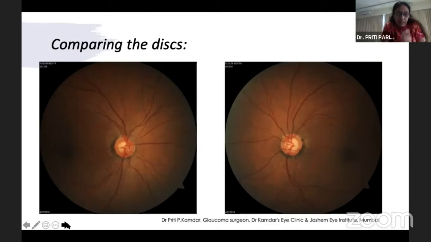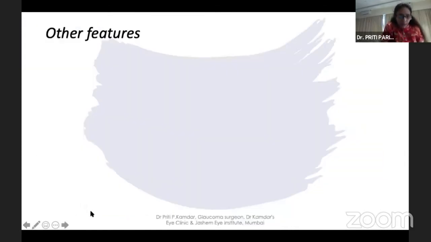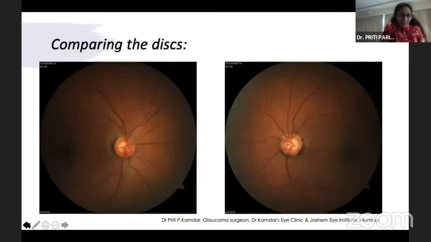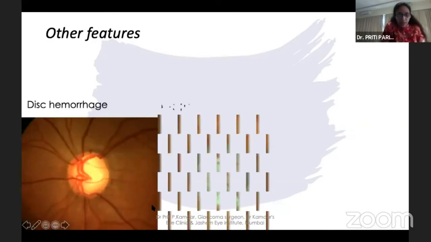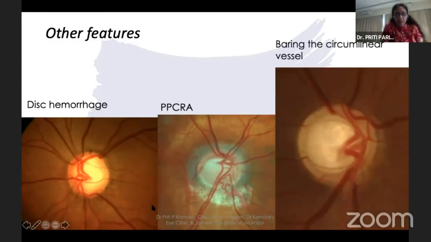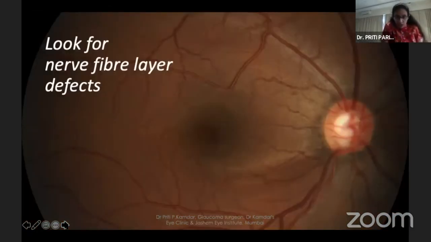Symmetry between the discs of the two eyes is an important part of evaluation, and a difference of more than 0.2 has to be looked into more carefully. Now the other features are like disc hemorrhage, peripapillary chorioretinal atrophy, and bayoneting of the circumlinear vessel. These are not pathognomonic, but in case of a suspicious disc they may tilt the balance and help you diagnose better. Nerve fiber layer examination is an extension of a disc examination, and the findings are very subtle, and they are best seen on a photograph.